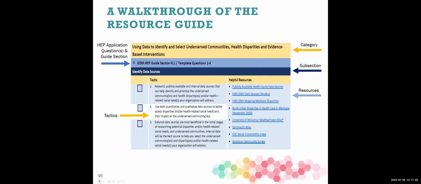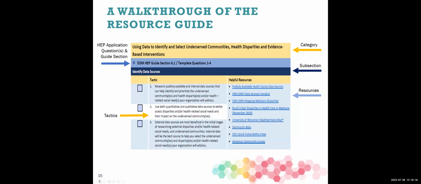So let me quickly walk through the resource guide and how it's organized. This is a partial screenshot of one page of the resource guide. Let's walk through it starting at the top. At the top, you'll see category in yellow. The category is one of the 4 categories on the HEP template that I just shared on the previous slide. Then you'll notice that the HEP guide section 6.1 and template questions 1-4 are highlighted in blue. So this is letting you know that this section of the resource guide aligns with that section of the HEP guide and those template questions.